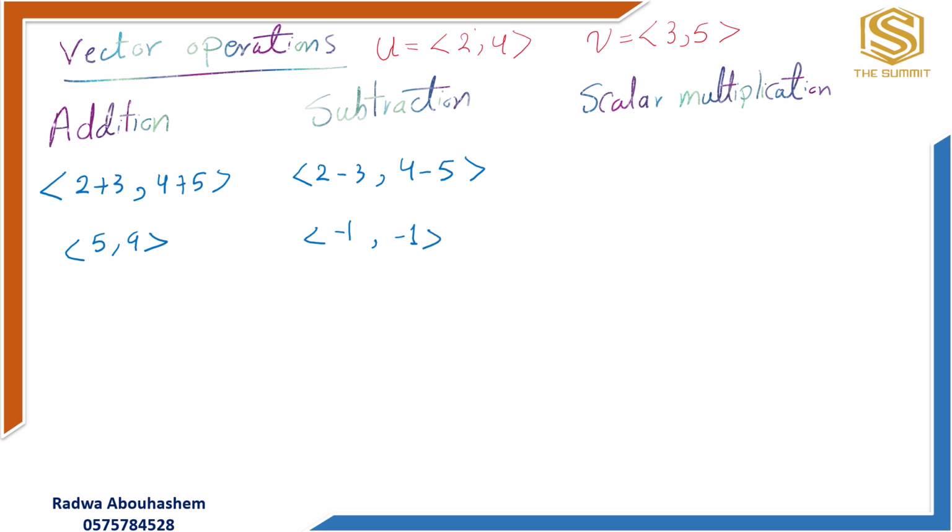The scalar multiplication means that you're just going to multiply a number by the vector. For example, if I need to get 2u, I'll just multiply the vector u times 2. So it would be 2 times 2 and 4 times 2, so it would be (4, 8).